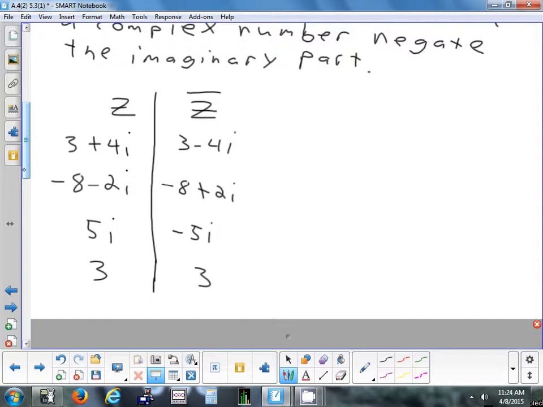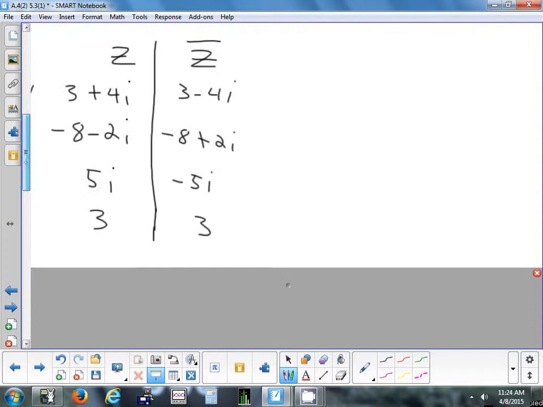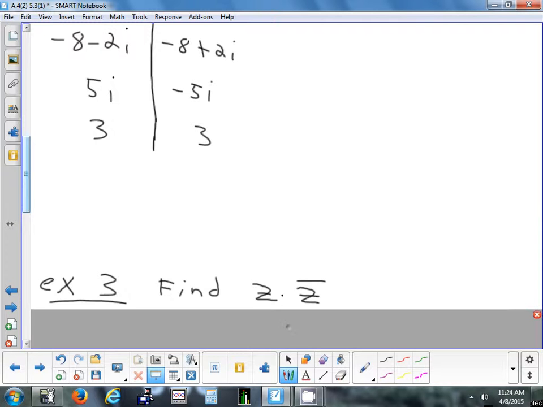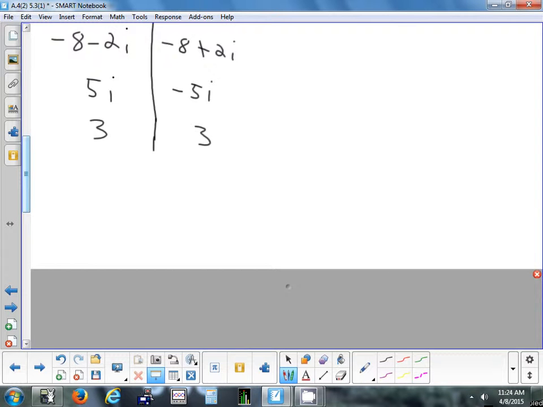Okay, so any question on what a conjugate is, or if I give you a number, how you find its conjugate? On the test, I'm not going to give you a number and ask you to find the conjugate. What we're going to use the conjugate for is when we do division. So you have to be able to find a conjugate, but only for the purpose of doing division, which I'll get to in a second.